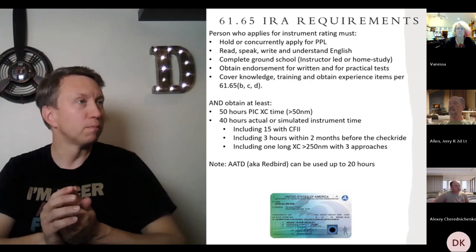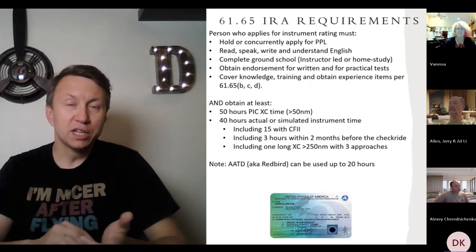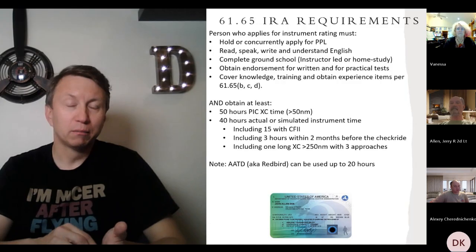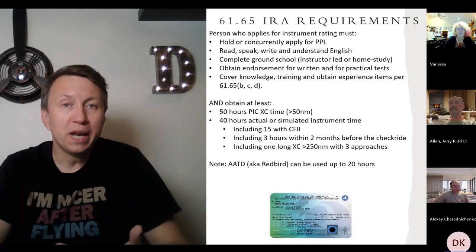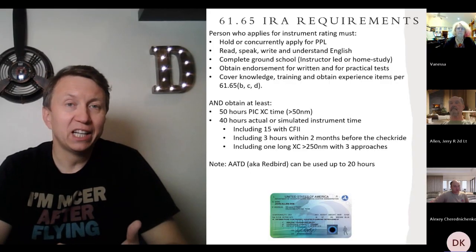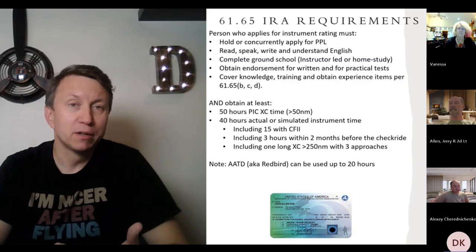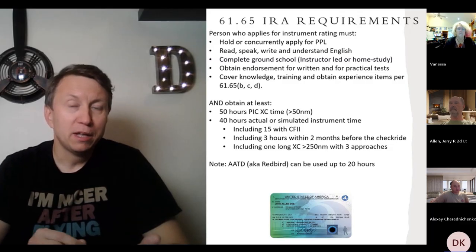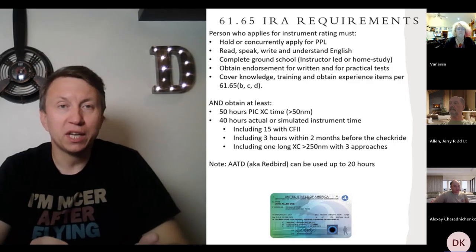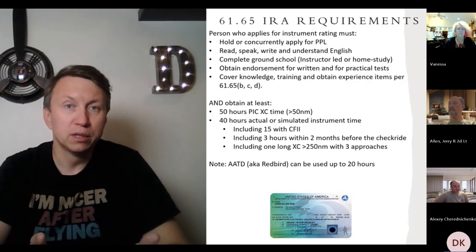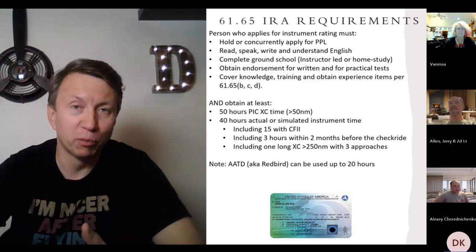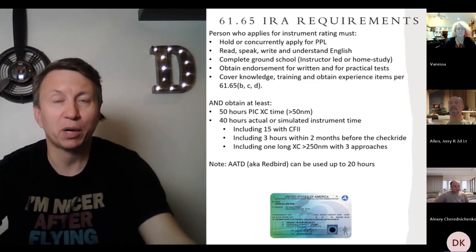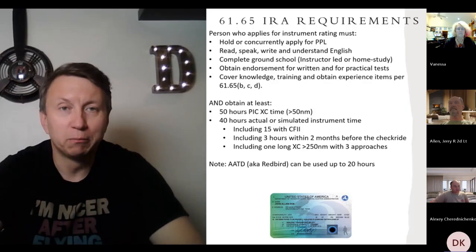Let's go. Instrument rating airplane, or IRA. What is needed? All those are detailed in 61.65. And to apply for an instrument rating as a pilot, you need to hold or concurrently apply. So you can actually appear in front of a DPE applying for both private pilot and instrument rating, but you have to have that private pilot at the end of the checkride.